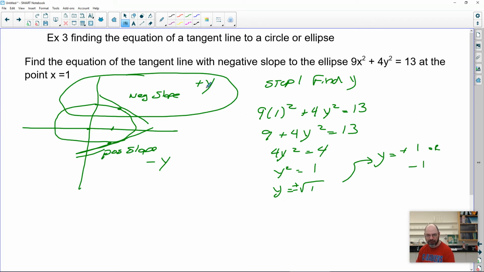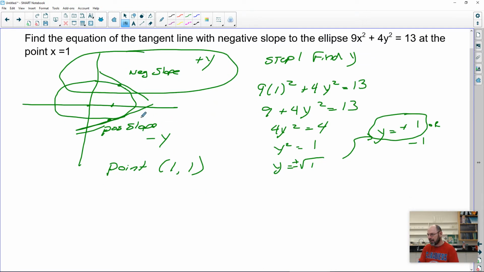So now which one do we pick? Since we want the negative slope, we pick the positive one because it says with negative slope. So then our point is (1, 1). There we go. So that's step 1, we find the correct point. So in any circle, you'll have a negative choice and a positive choice for slope. Sometimes I'll just give you the point and say at point (1, 1) rather than say x equals 1.